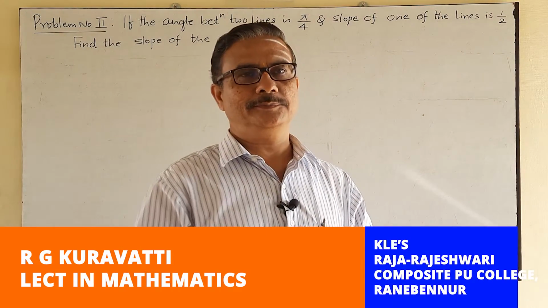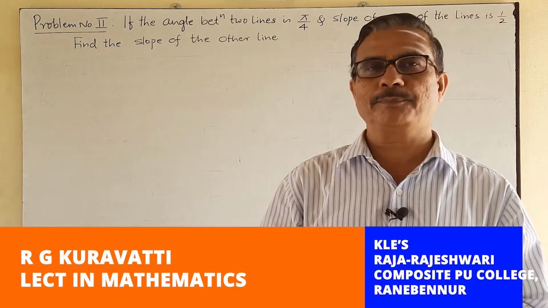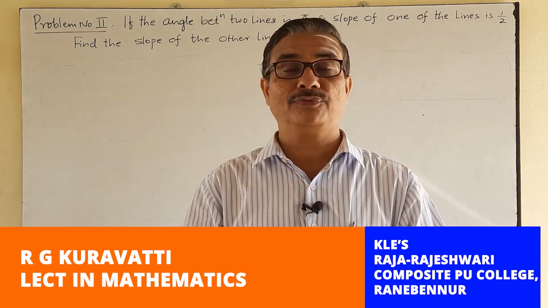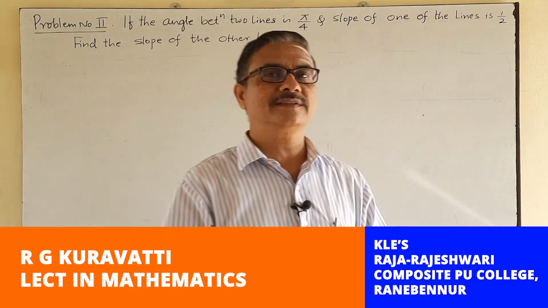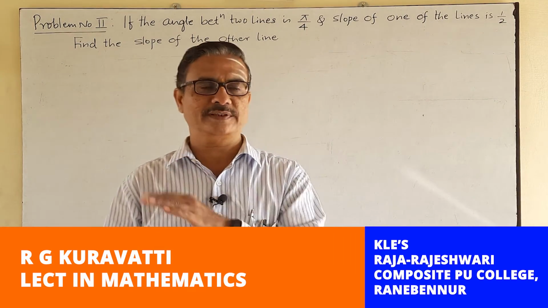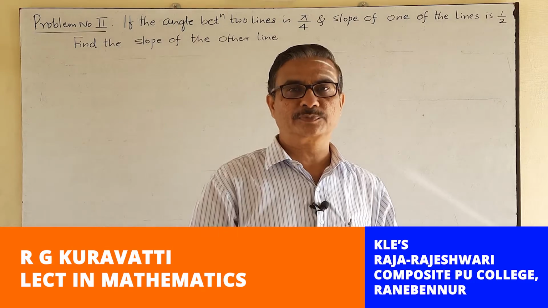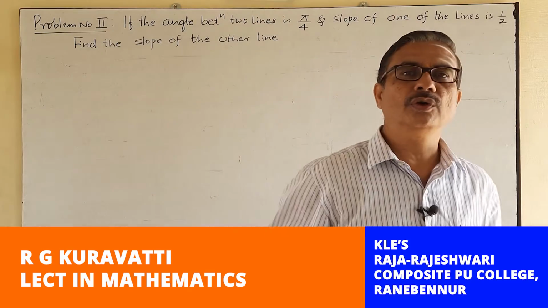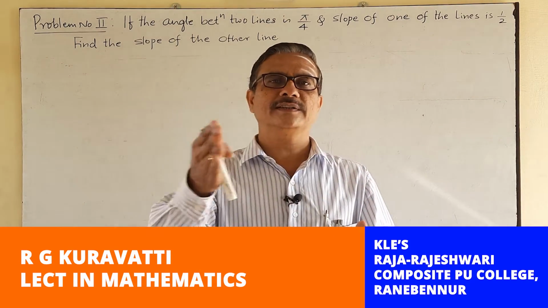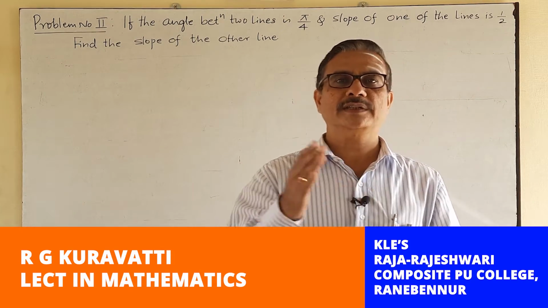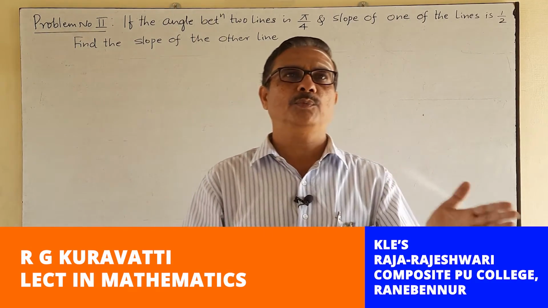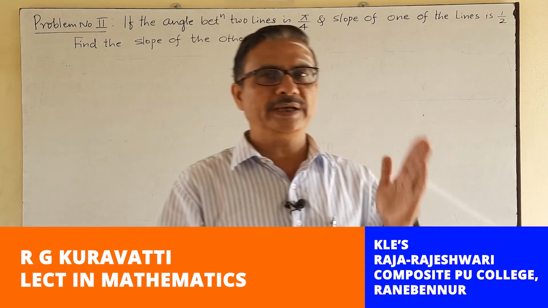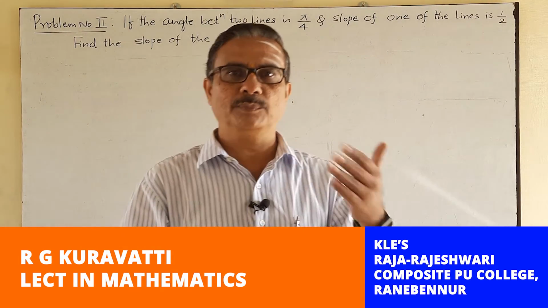Good morning, students. In the previous class, we discussed the angle between two lines. Remember that formula? The angle between two lines, say y is equal to m1x plus c1 and y is equal to m2x plus c2, is given by the formula tan theta is equal to modulus of m1 minus m2 divided by 1 plus m1 into m2, where m1, m2 are slopes of line 1 and line 2. Based on that formula, let us solve some more problems.